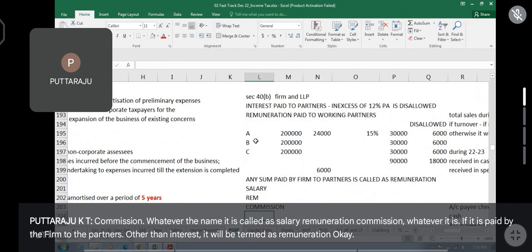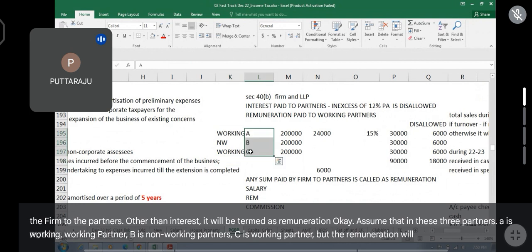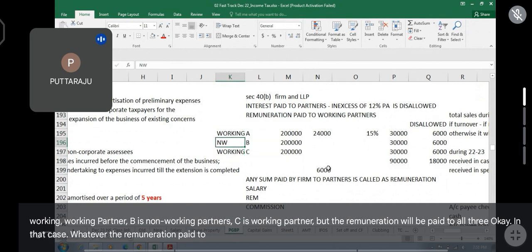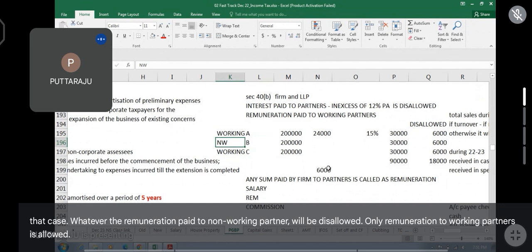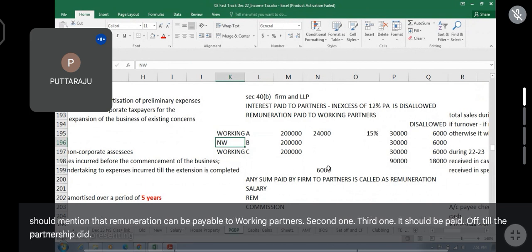Assume that among these three partners, A is a working partner, B is a non-working partner, C is a working partner. But remuneration is paid to all three. In that case, whatever remuneration is paid to the non-working partner will be disallowed. Only remuneration to working partners is allowed. First one. Second thing, it should be authorized in the partnership deed. That means the partnership deed should mention that remuneration can be payable to working partners. Third one, it should be paid after the partnership deed. Prior to the partnership deed, whatever remuneration is paid even to the working partners is disallowed.